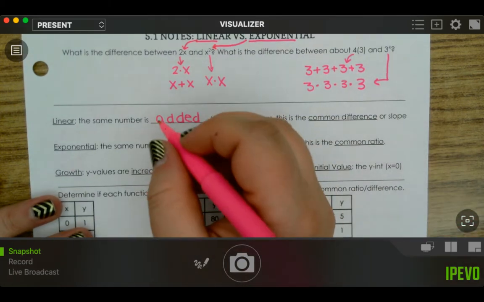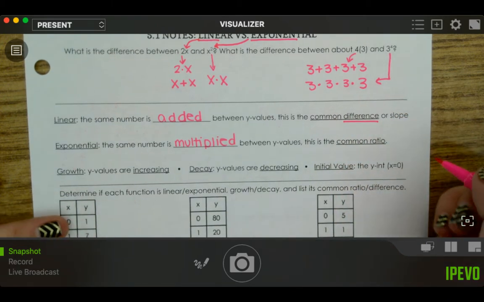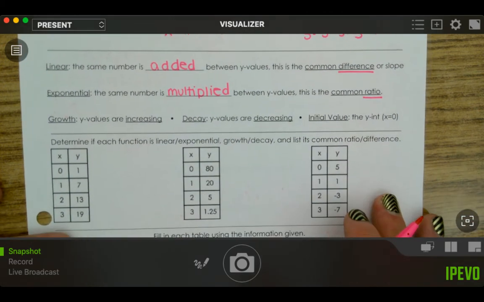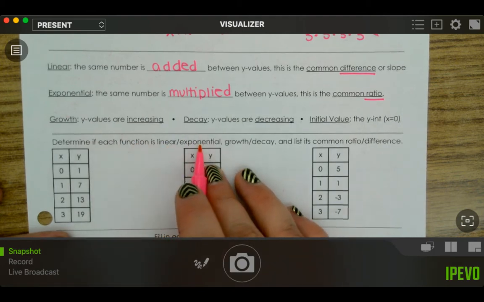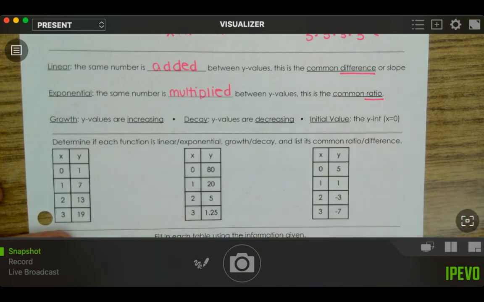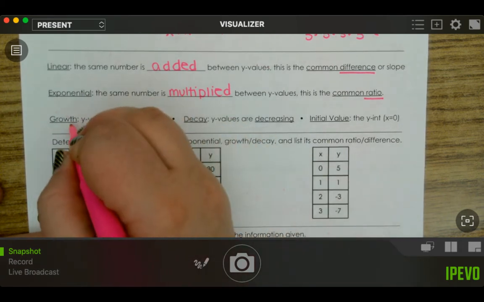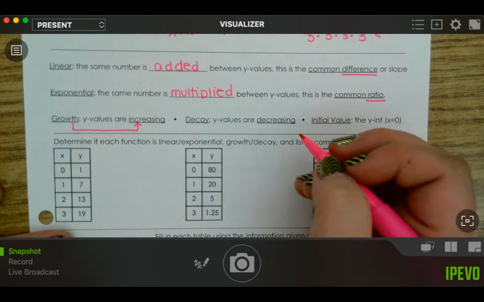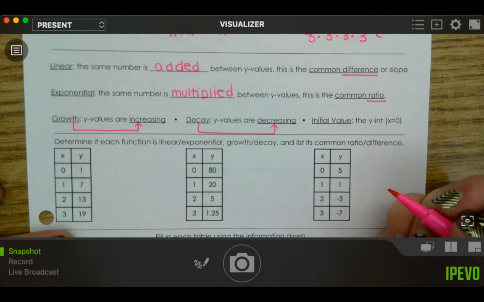If you're adding, that number is called the common difference. If you're multiplying, it's called a common ratio. What we're going to do is look at these tables and determine if it's linear or exponential and list the common ratio or difference. Then it also says growth or decay. These are a little more straightforward. Growth just means the values are going up, so if they're getting higher. Decay means the numbers are getting lower or are decreasing.